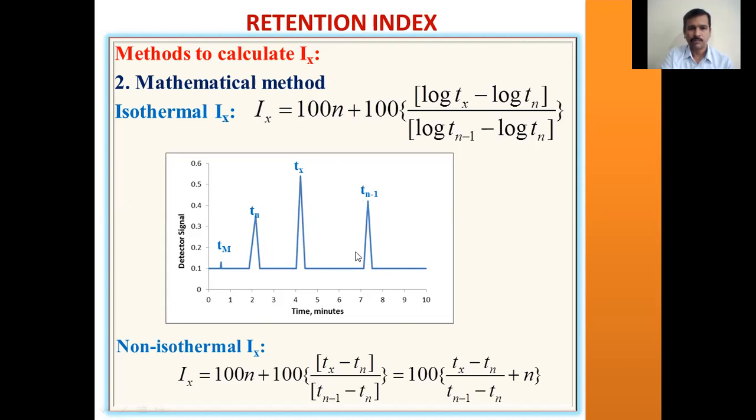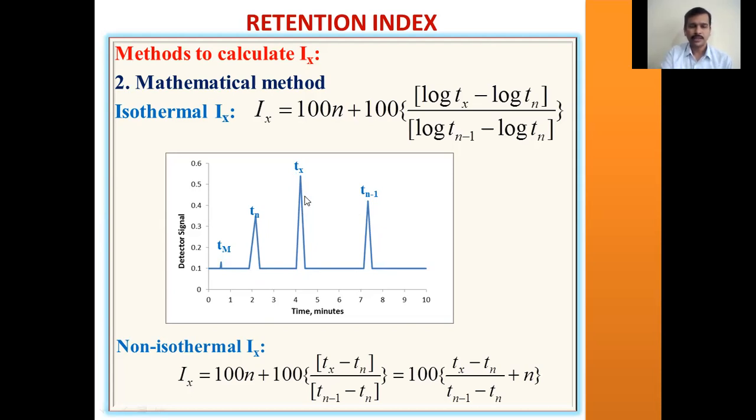So after the elution of the unknown compound, there is a peak, and before the elution of the unknown compound, there is a peak. So the retention time for the unknown compound is denoted by Tx, and the retention time for the solute eluted before the unknown compound is Tn, and the retention time for the solute eluted after the unknown compound is Tn minus 1. You must remember, the retention time of solute X, the unknown compound, is bracketing the retention times of solutes eluting before and after the unknown compound. So Tn and Tn minus 1 bracket the retention time of solute X.